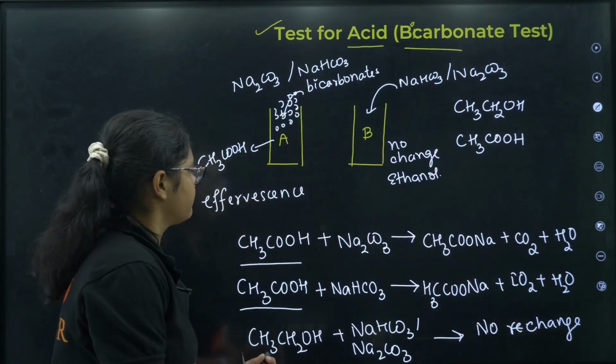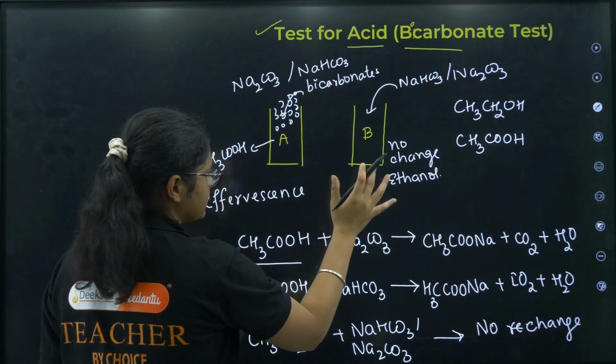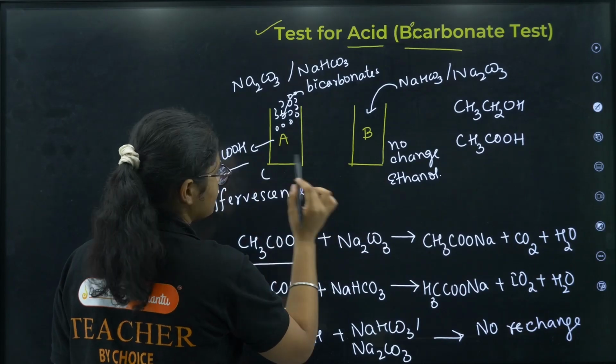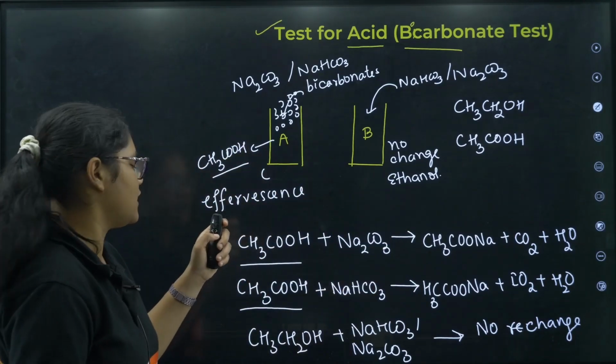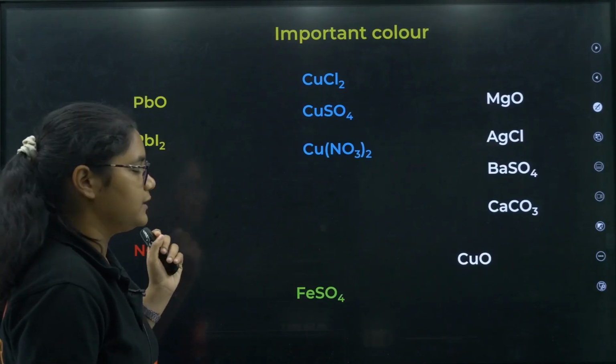So I can easily identify what A is. On the basis of this experiment, A is ethanoic acid and B is ethanol. Clear? So this type of question is asked. So that is all in the reactions.